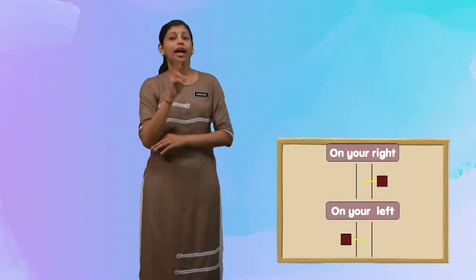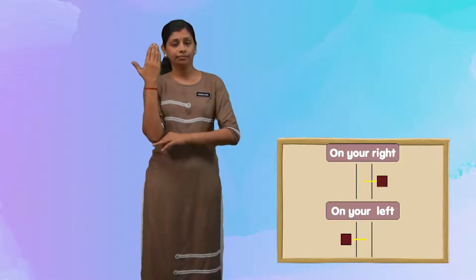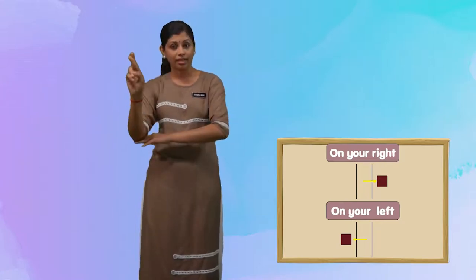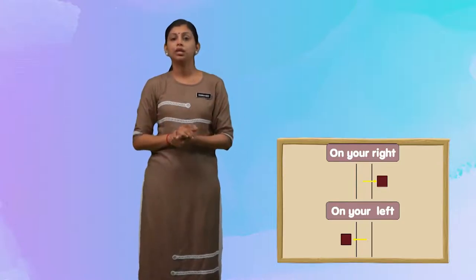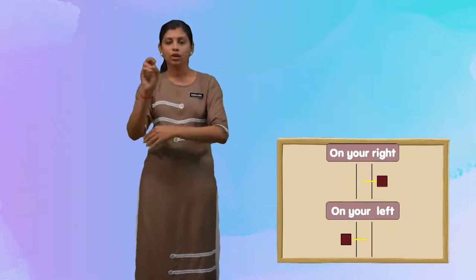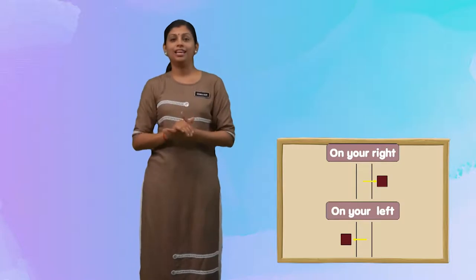The third word is here. And there are 2 words. Just like earlier, we sign on and then your, and then right or left. So the signing will be on your right or on your left. Easy.